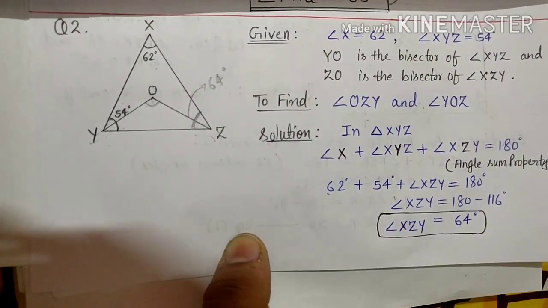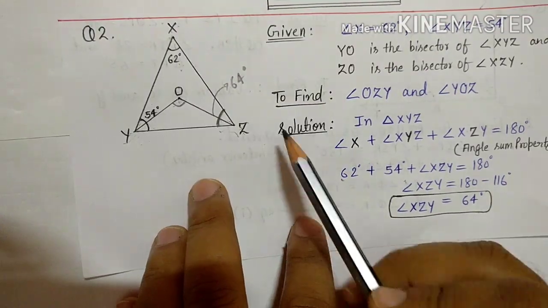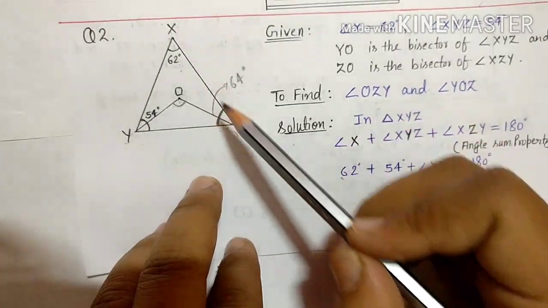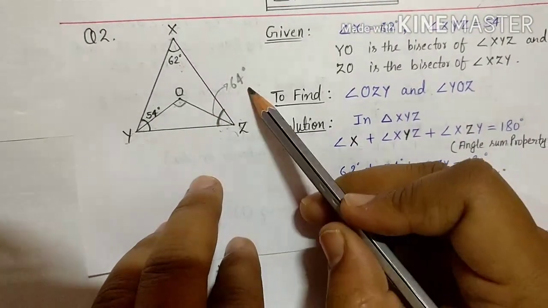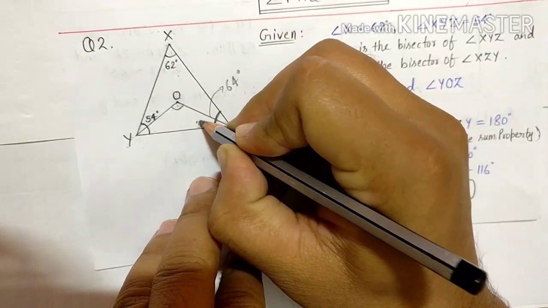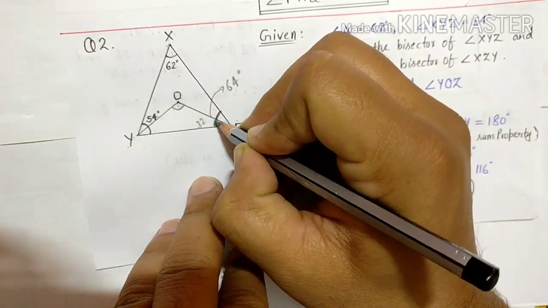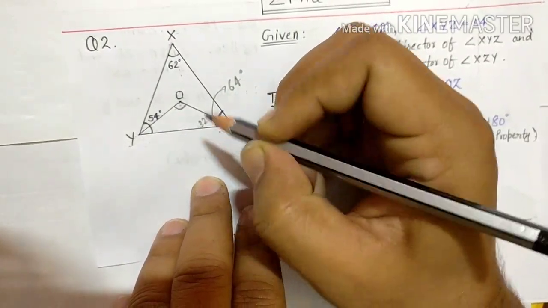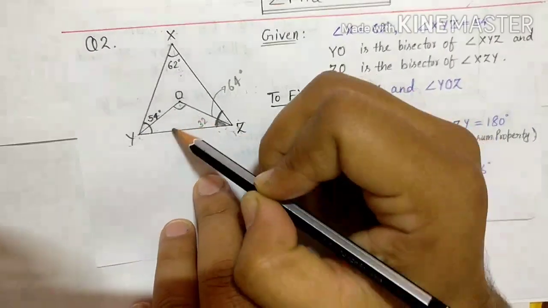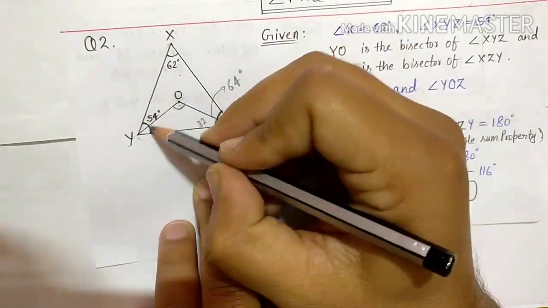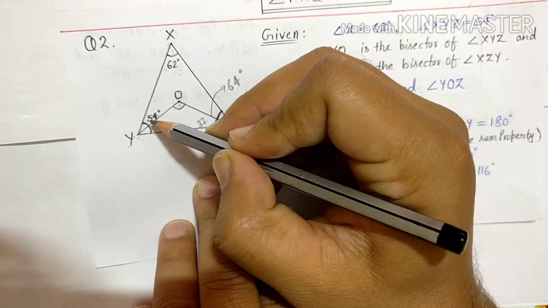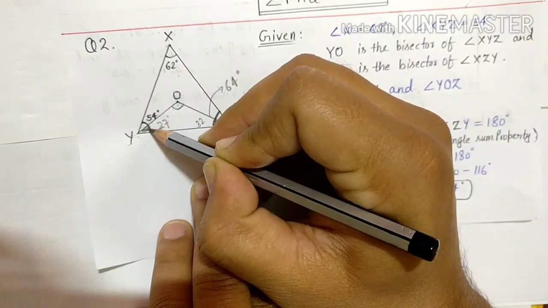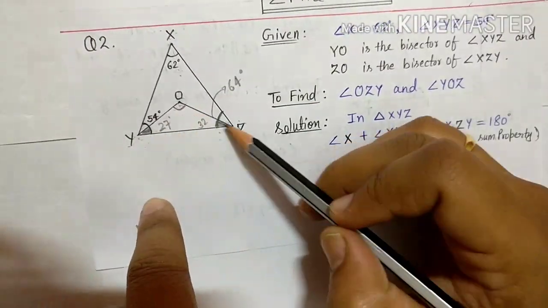Now OZ is what? Bisector, and a bisector divides the angle into equal halves. So we can say angle OZY is half of angle XZY. And how much is angle XZY? We just found 64. So half of 64 is 32. Okay, this interior angle of triangle OYZ, angle OZY, is 32. In the same way, angle OYZ is also half of angle XYZ, because YO is the bisector. So half of 54 is 27. So we got this angle also, 27. Now what is left? This one angle. So we can use the angle sum property here.